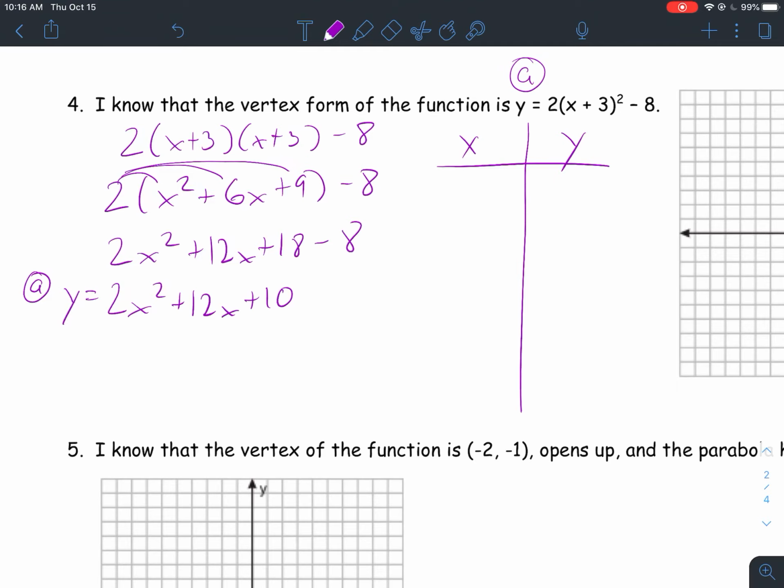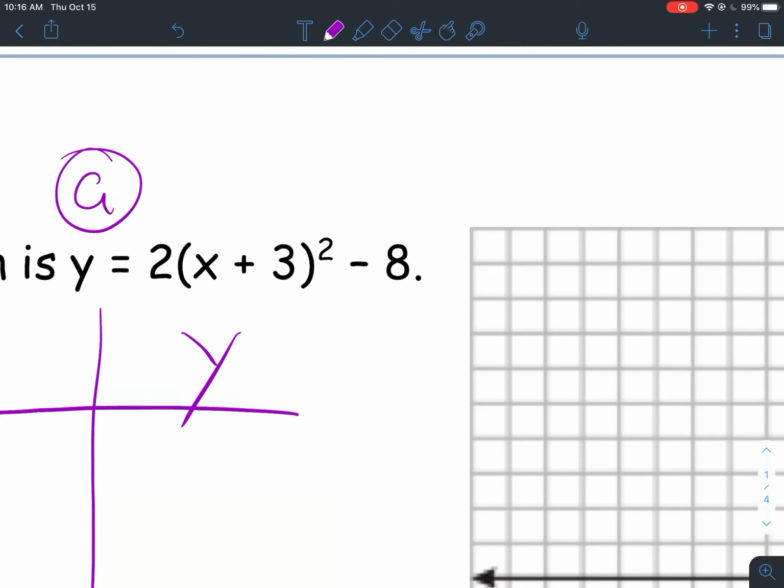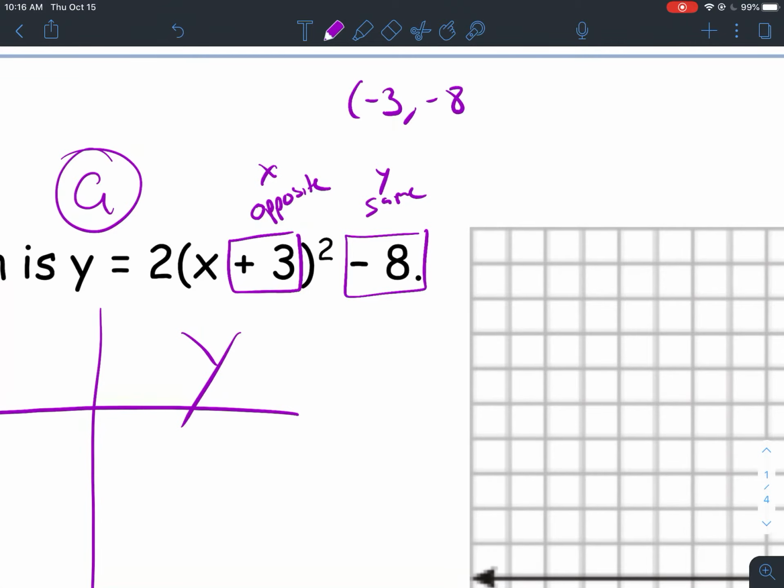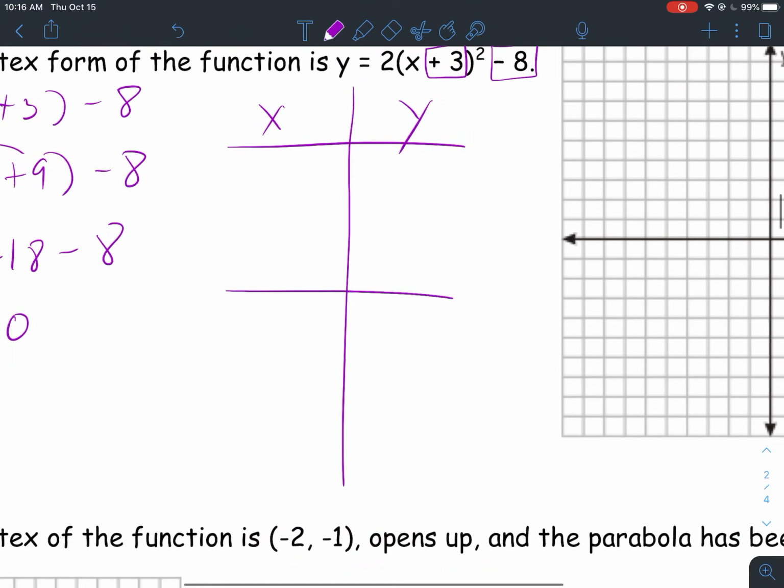What is our vertex here? If you're still struggling with vertex, I'd pay really close attention. Always remember your vertex is going to be the opposite of this x value, and the y value will be the same as this one. So your x is opposite, your y value is the same. So we'd have (−3, −8). That's where we're going to start.